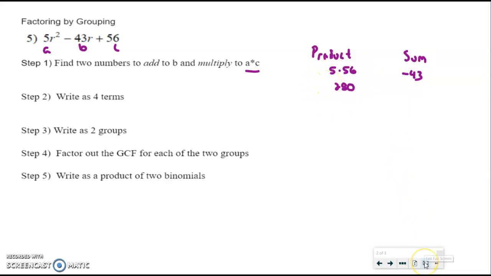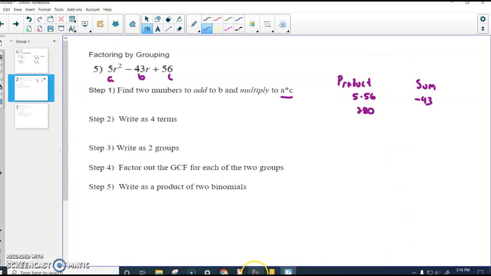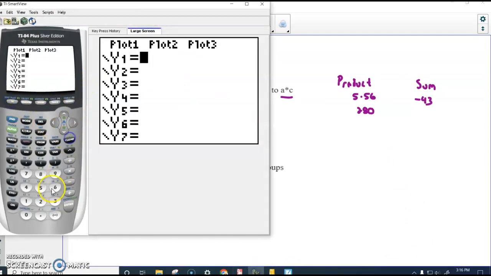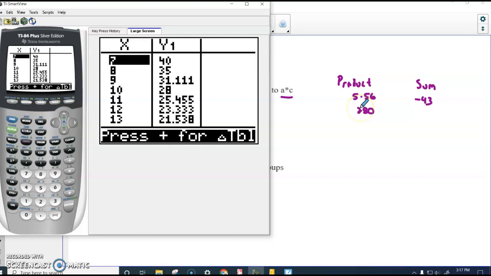Now it's going to take me a little bit of time, so there is a way that I can use the calculator to do that. So if I look at my calculator, I'm going to just press 280 divided by x. And this is going to give me everything that multiplies together to get 280. So here's what we're going to do. We're going to press second and graph, and we're going to look at the table function. And now we are looking for a product of 280 and a sum of negative 43.